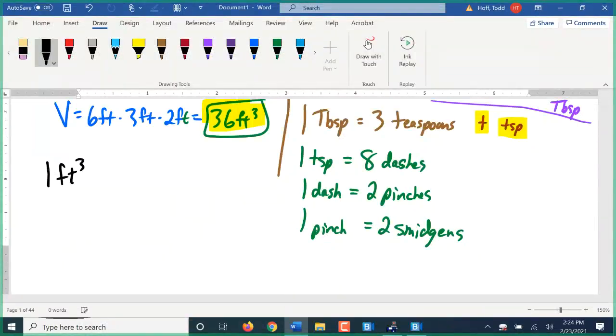1 cubic foot, remember 1 foot by 1 foot by 1 foot, does not have a nice, neat conversion into gallons. If you think of a 5-gallon bucket, do you think that's bigger than a cubic foot, smaller than a cubic foot, or about the same? Most people would say a 5-gallon bucket is about the same as a cubic foot. Actually it's considerably smaller. 1 cubic foot is technically 7.48 gallons. I usually go with just 7.5 gallons is 1 cubic foot.